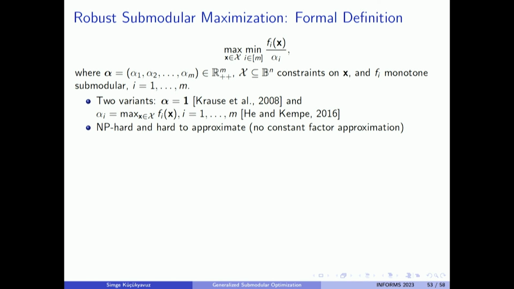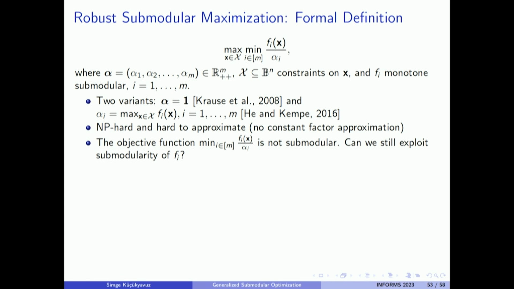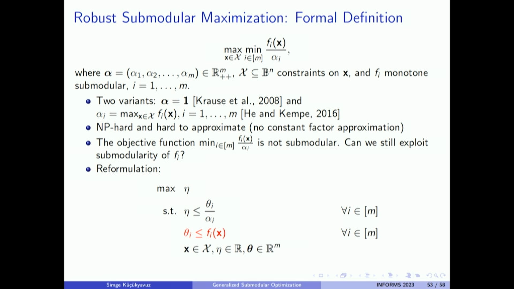Again, it's NP hard to approximate. The inner objective function that we're trying to maximize is not even submodular. Minimum of multiple submodular functions is not necessarily submodular. But can we still exploit the submodularity of each f_i? It turns out if you rewrite it, introduce the function eta is less than or equal to theta over alpha I, theta is less than or equal to f_i of x. This red function now becomes a hypograph of a submodular function, and now I can use the inequalities that we know, strengthened or original submodular inequalities, to now solve this as a mixed integer linear program.